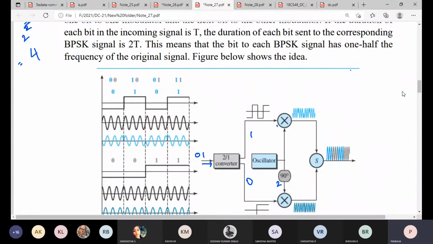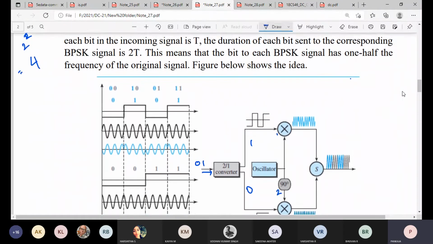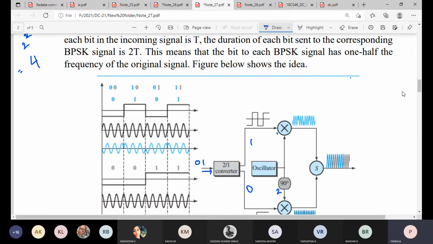Next, if the duration of each incoming bit is t, the duration of each bit sent corresponding to the BPSK signal is 2t. You just observe the diagram, the input that is coming.